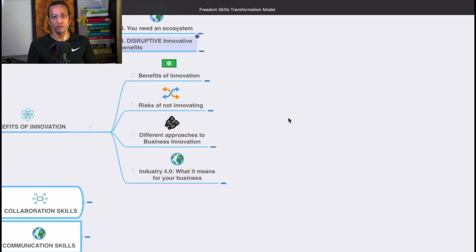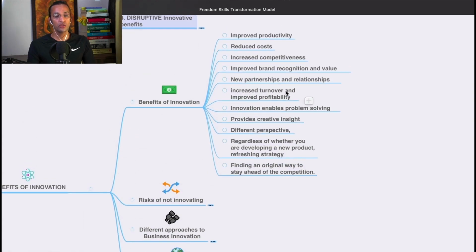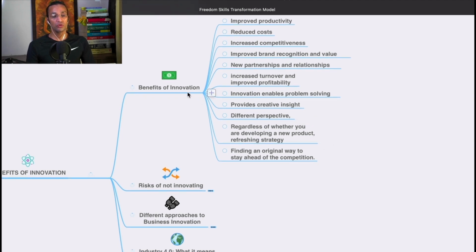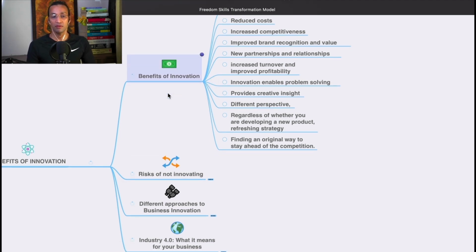What are the benefits of innovation? The benefits of innovation are: improves productivity, reduces cost, increases competitiveness, improved brand recognition and value, new partnerships and relationships, increased turnover, improved profitability. Innovation enables problem solving, provides creative insights and different perspectives. So there are endless, enormous benefits.